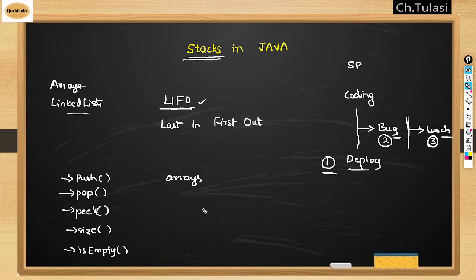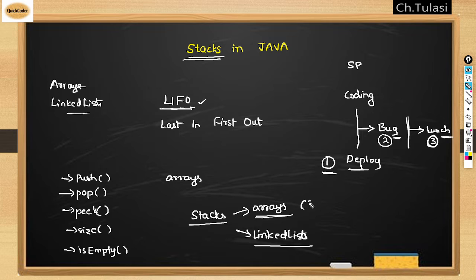You can implement stacks using two things: arrays and linked lists. I think we already completed everything about linked lists. So the work I'm giving you is to please try to implement these stacks using linked lists. After some days, I will make a video on how to implement stacks using linked lists. But in this video, we are discussing how to implement them using arrays, which are static. Static means they are not dynamic, they cannot shrink or expand themselves.